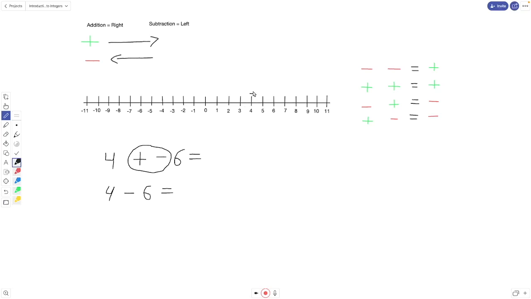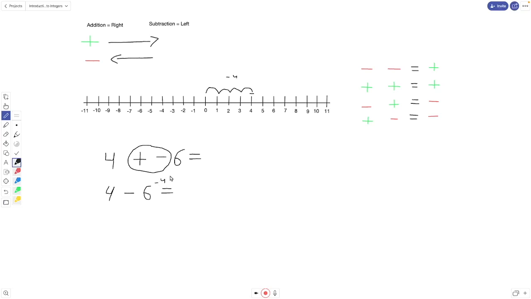So let's get to 0 first. What do we need to subtract from 4 to get to 0? First, we do minus 4. So we subtract 4 from 4 to get to 0. 1, 2, 3, 4. We arrive at 0. Now, how much more do we need to subtract?